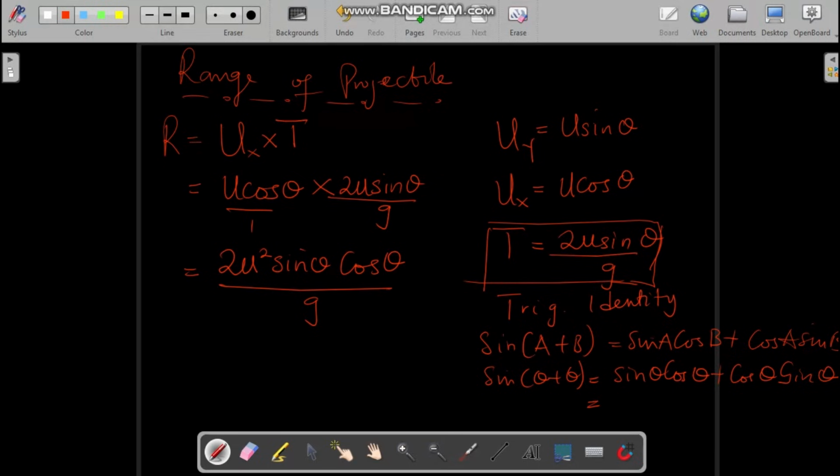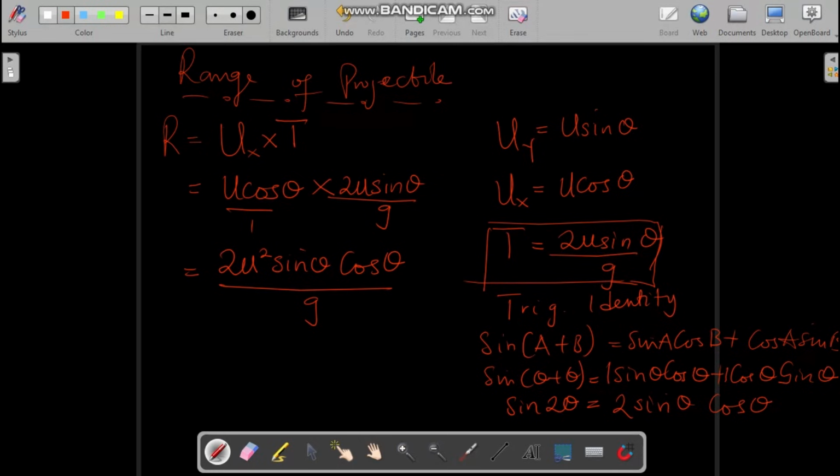And sine theta cos theta and cos theta sine theta are the same thing. That's like saying 1 sine theta cos theta plus 1 cos theta sine theta. That gives us 2 sine theta cos theta. In one word, I can say sine (theta plus theta) is sine 2 theta.